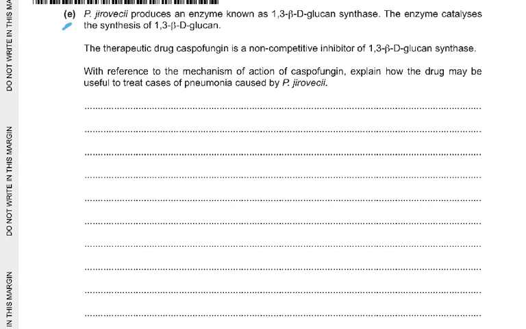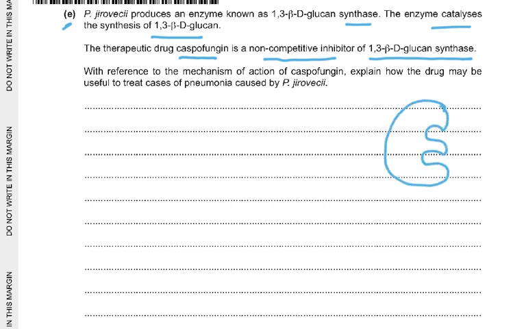Then coming to the last part of this question, P. jirovecii produces an enzyme known as 1,3-beta-D-glucan synthase. The enzyme catalyzes the synthesis of 1,3-beta-D-glucan. The therapeutic drug caspofungin is a non-competitive inhibitor of 1,3-beta-D-glucan synthase. So this is the enzyme, and it is a non-competitive inhibitor. So it attaches to a site other than the active site, and it changes the shape of the active site. So the active site becomes something like this. So the substrate is no longer going to fit.